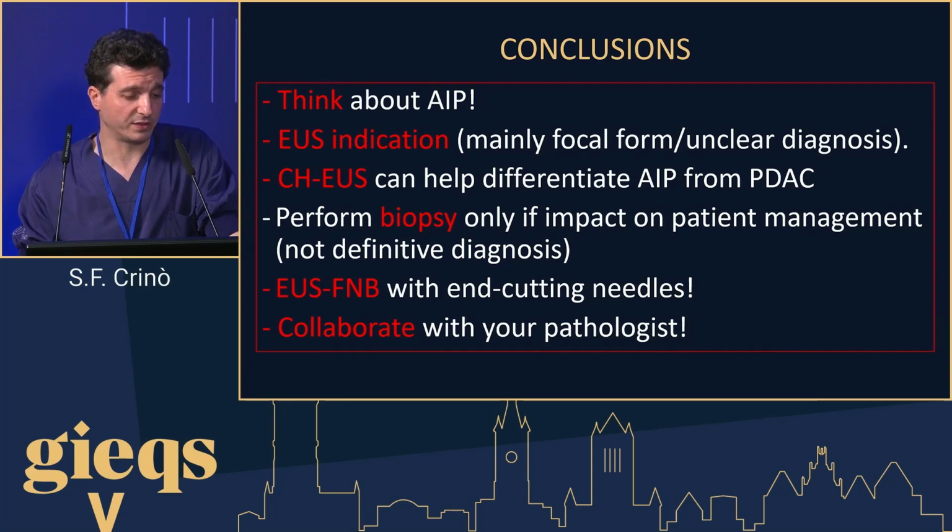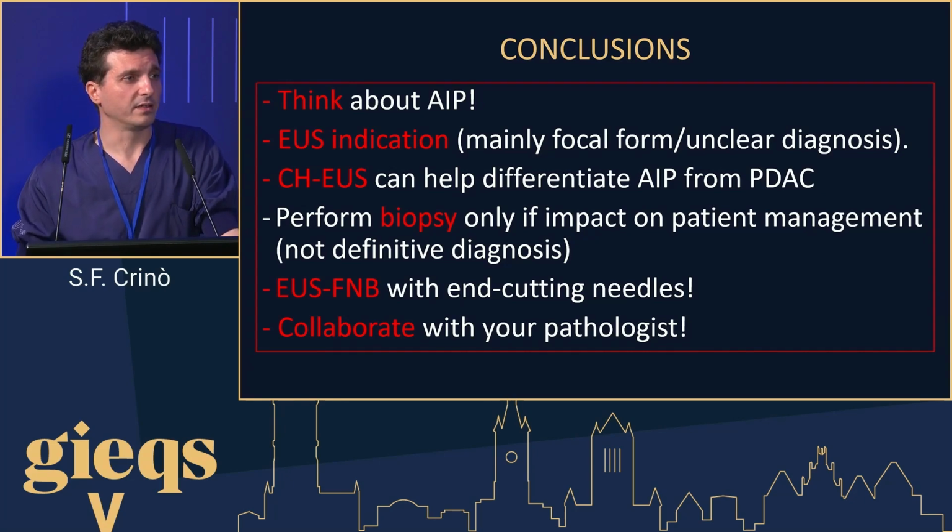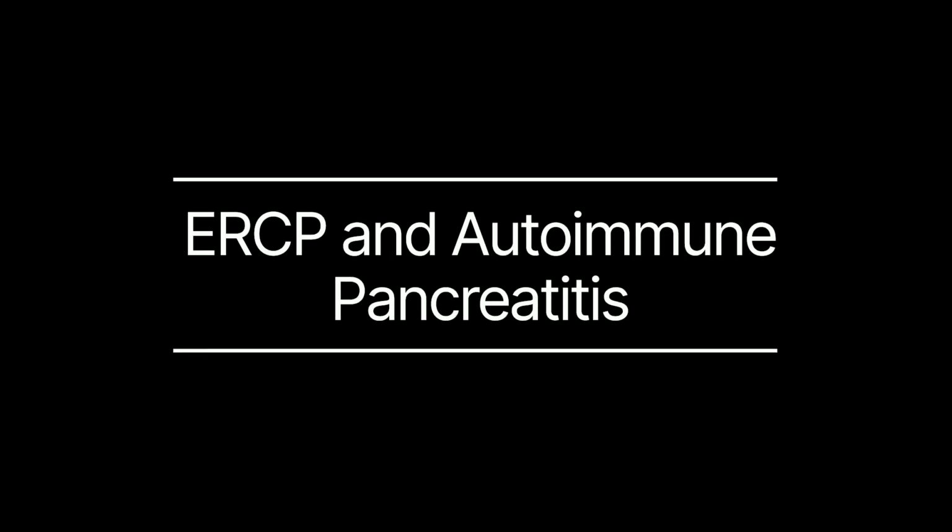So the message is that you have to think that a patient can have autoimmune pancreatitis. It's mostly something related to the ERCP practice when we have autoimmune pancreatitis that at the onset presents with jaundice. To stent or not to stent? This is the question, huh? It's a really good question.